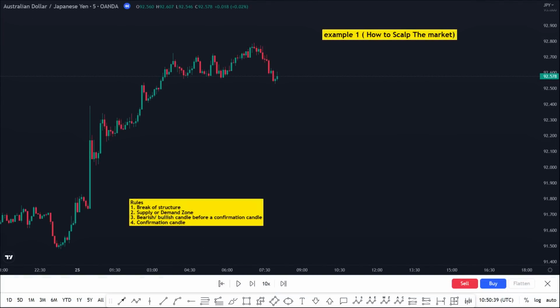On this first example we are going to use these rules so that we can make a proper setup on this 5 minutes time frame on this Forex pair. So the first step says we have to identify a break of structure. So let's do it.